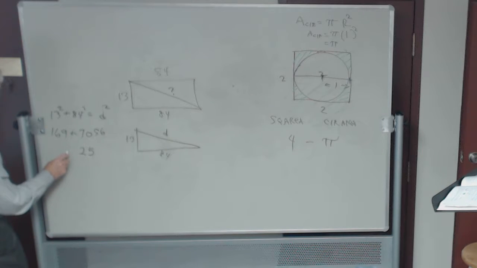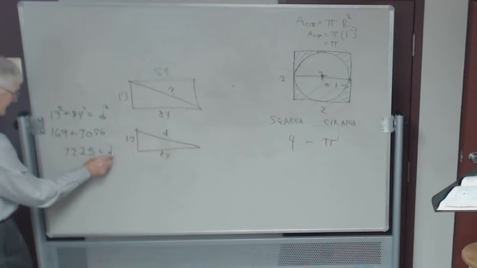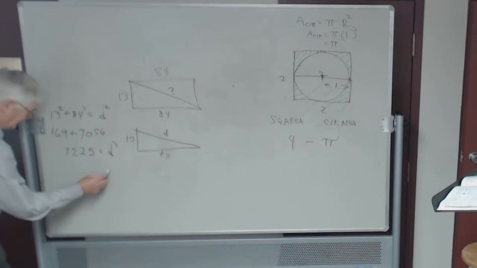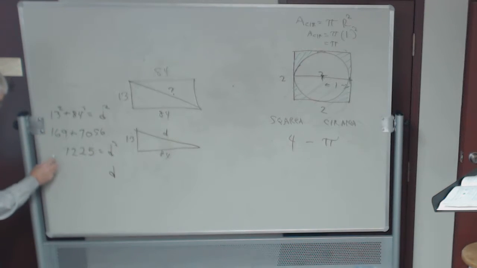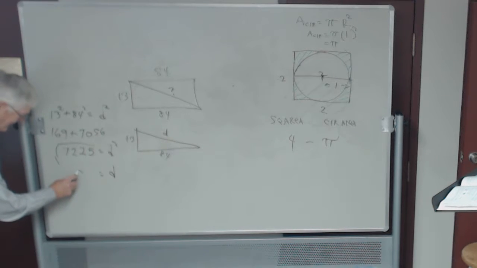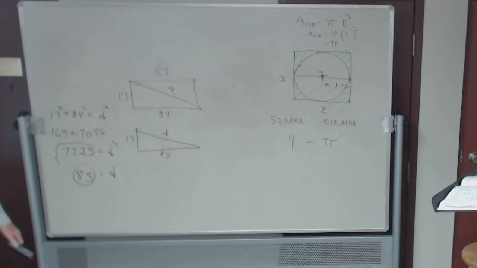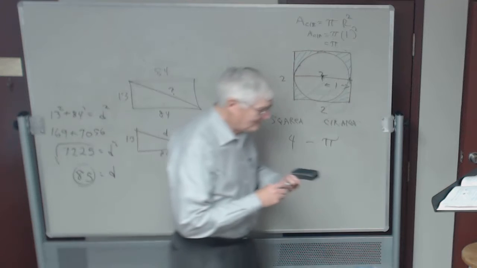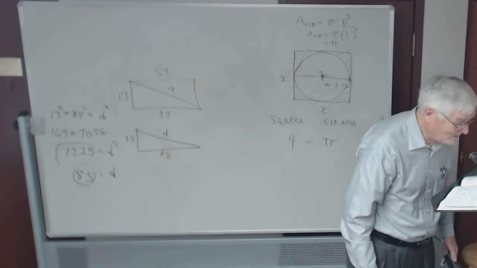7,225, and that equals d squared. So d would be the square root of that number. 85. 85? Yep. How cool that it came out even. That is really nice. Pretty cool, huh?